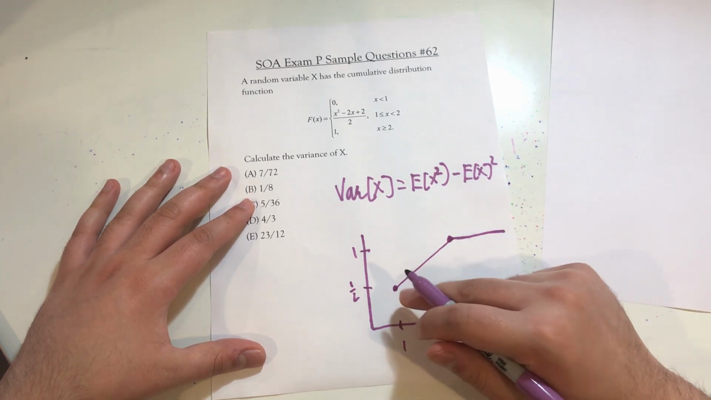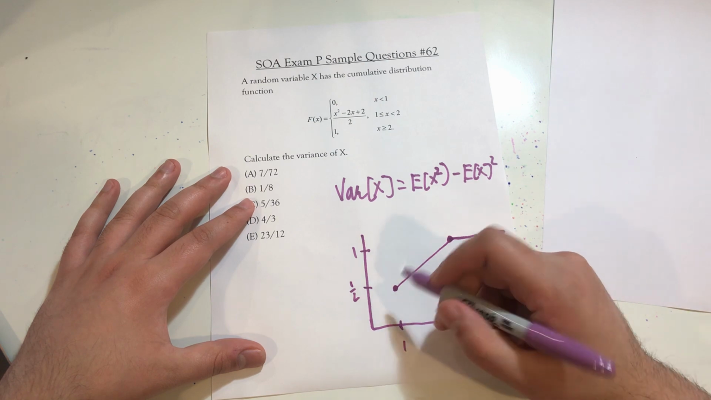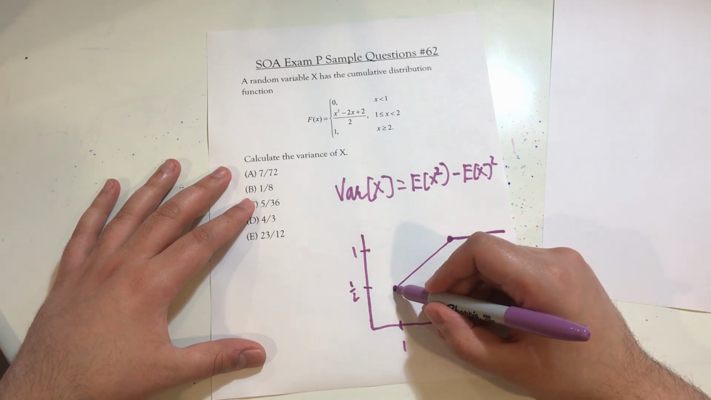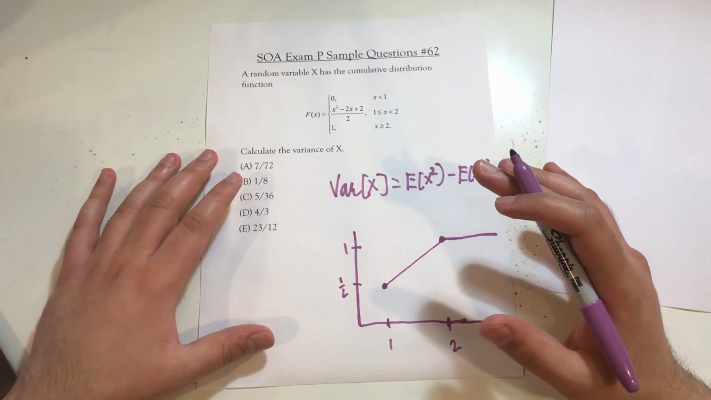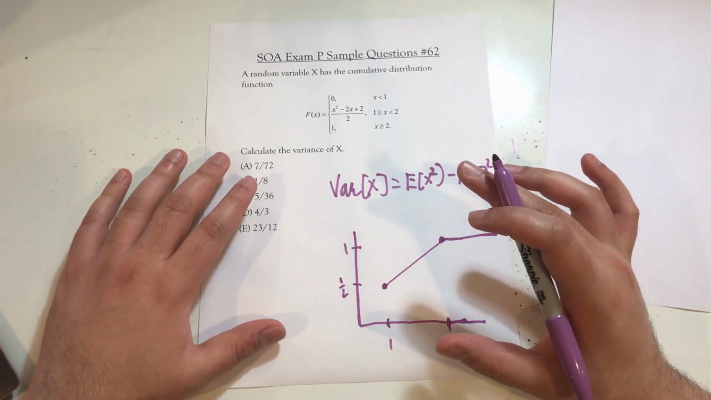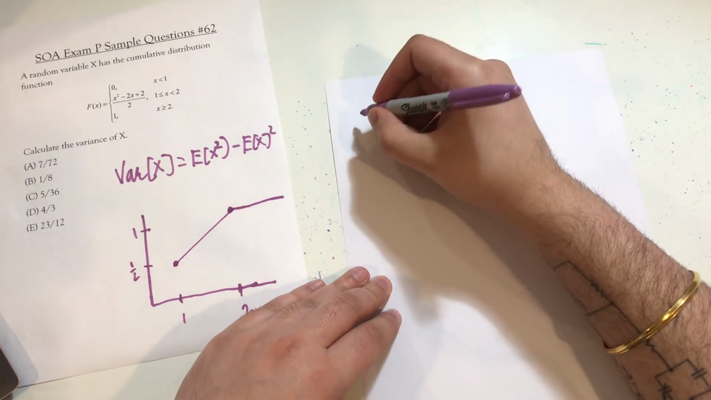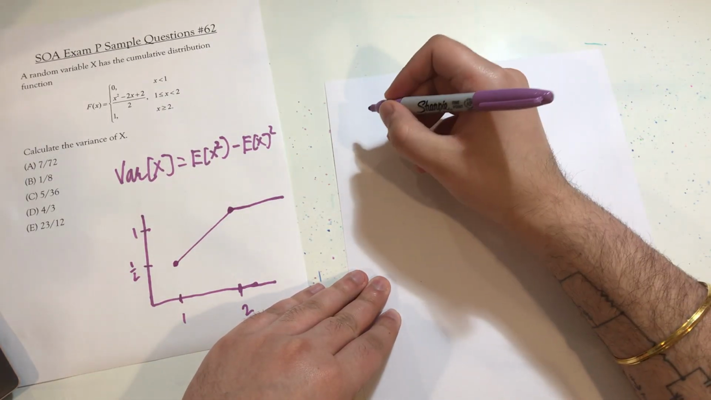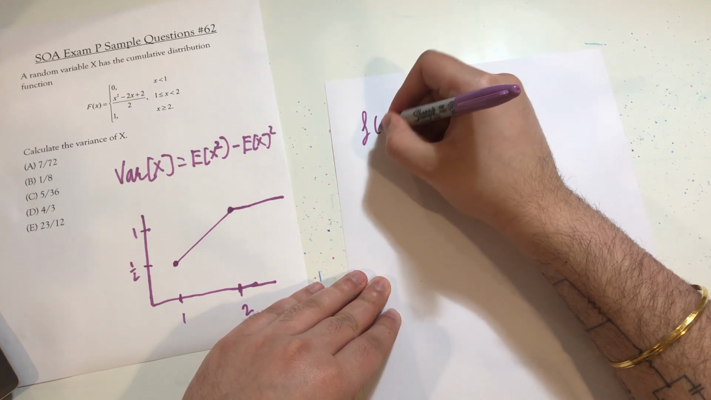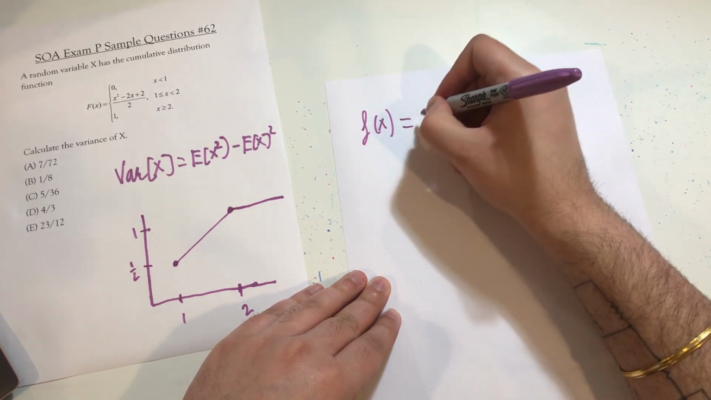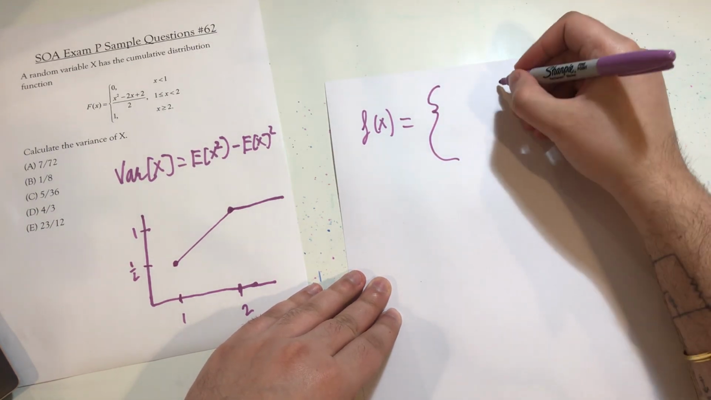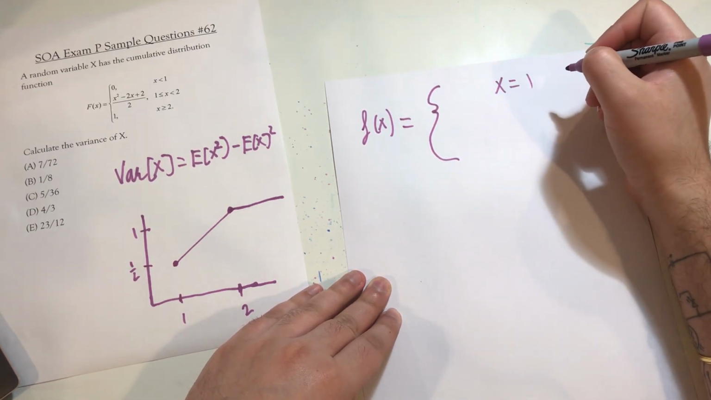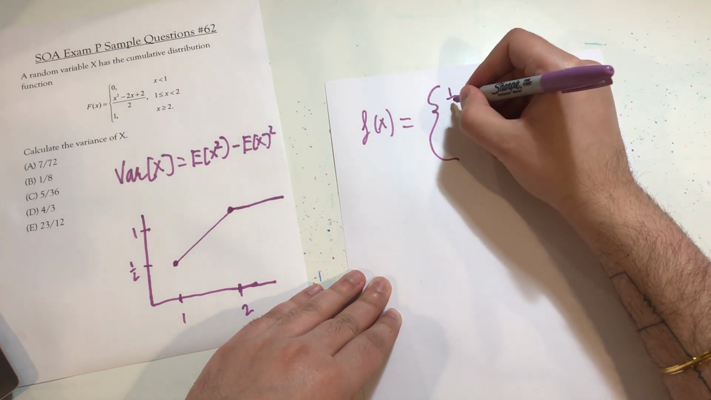Now, this is something to take special note of. There is a jump between here and here. And when we make our density function, we need to take account of that. All right? So, let's go on and make the density function. So, little f of x is equal to, at specifically x equals 1, we have a value of 1/2.